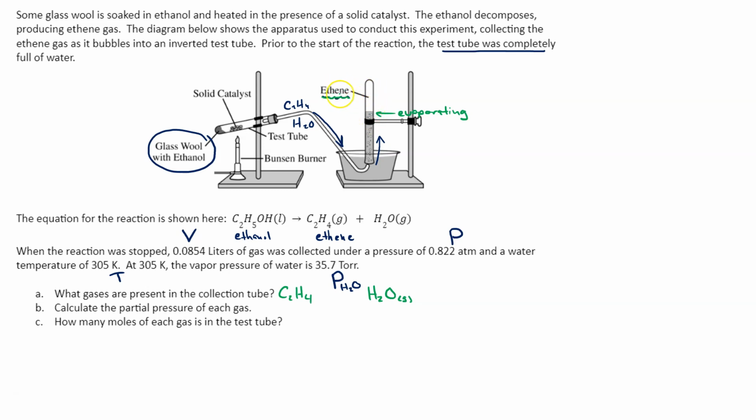So it's a little bit confusing because they didn't label that for you, right? They just labeled it as ethene, but it's not just ethene. There is water vapor in there, along with the ethene gas that is being collected.